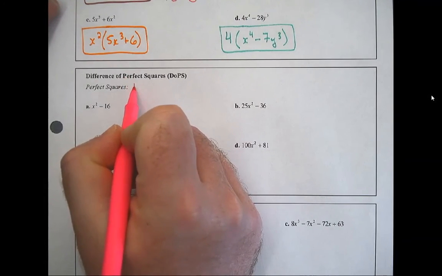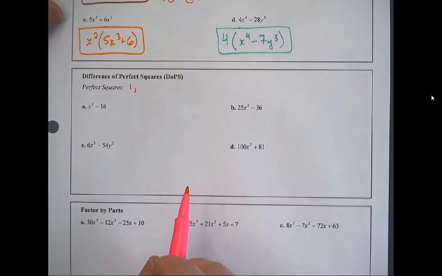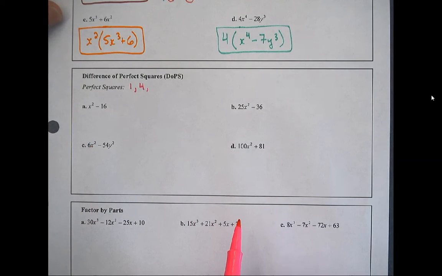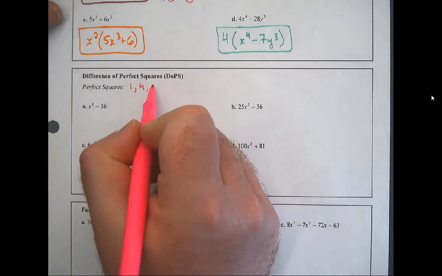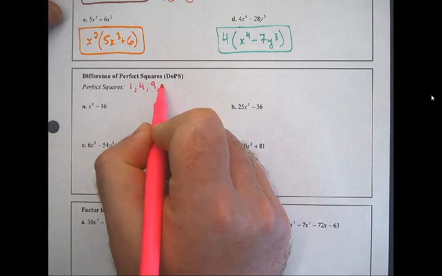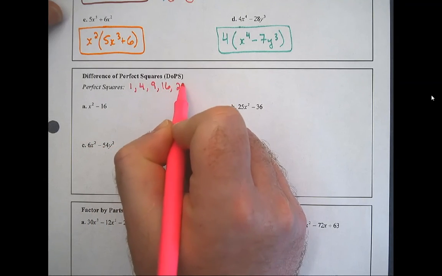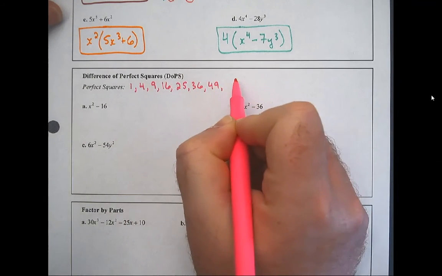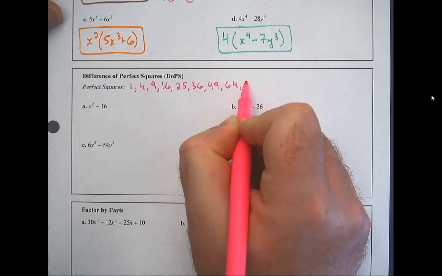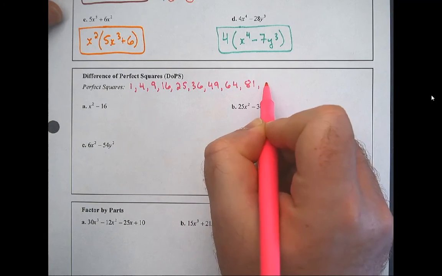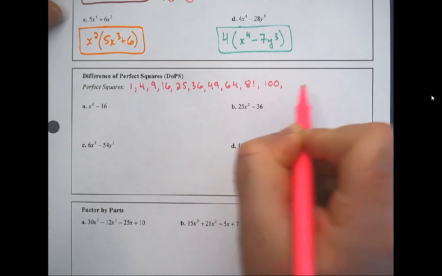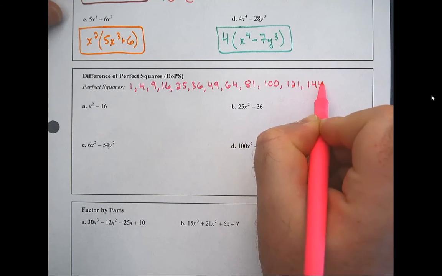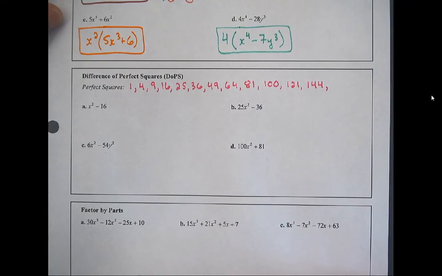So 1 is the first perfect square because 1 times 1 is 1. 4 is the next perfect square because 2 times 2 is 4. You see what I mean? The third one will be 3 times 3, which is 9. Fourth will be 16, 4 times 4, then 25, 36, 49, 64, 81, 100. Then 11 squared is 121, 12 squared is 144. I would expect everybody in pre-calc to get at least that far.